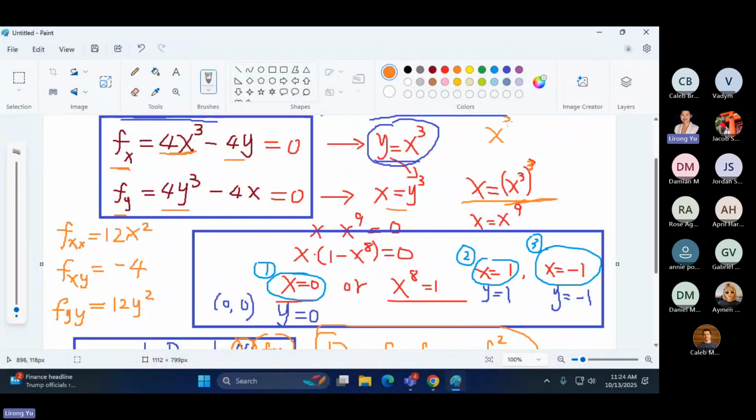If you have x to the power 3 times x to the power 3, it will equal x to the power 6. But if it's x to the power 3 raised to the power 3, the 3 times 3 is x to the power 9.